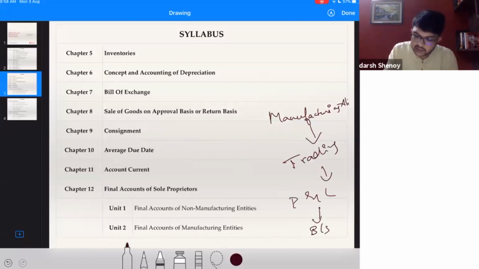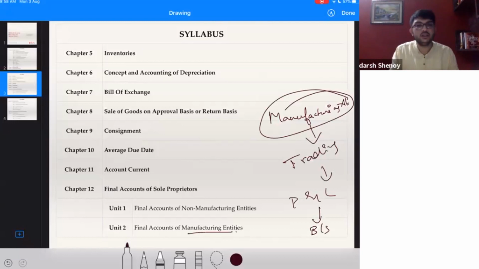So this is one additional account which we learn, which is the manufacturing account under this particular chapter. Manufacturing entities, very simple it is.